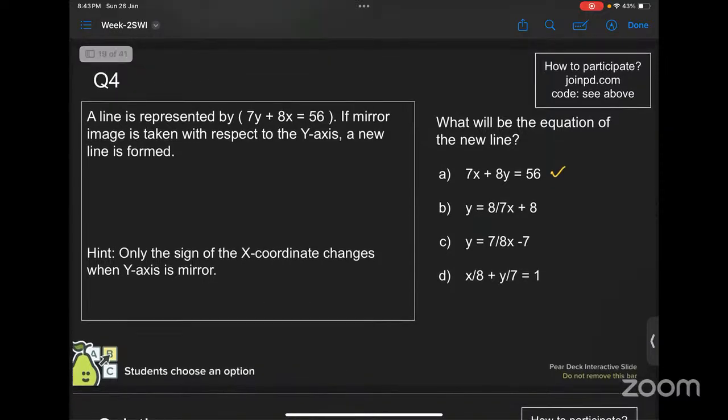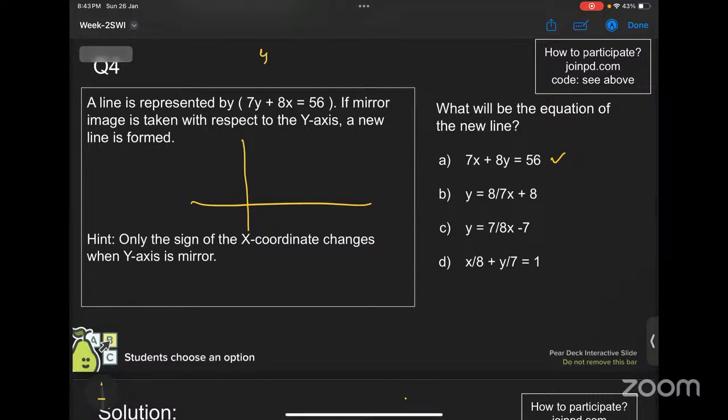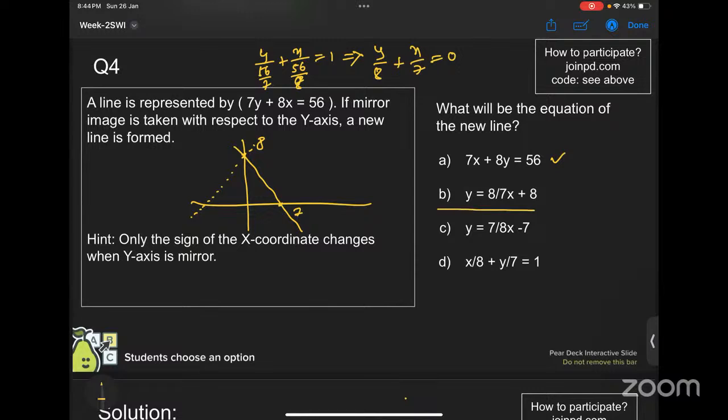Okay, let us check it. If I draw this line, 8x plus 7y equals 56, we can rewrite it in the intercept form. So we will get 56 by 7. What is 56 by 7? 8. That means this is 7 and this is 8. If I just reflect this line, then we will get this line. Ma'am, B will be the answer. Yes, the answer will be B.